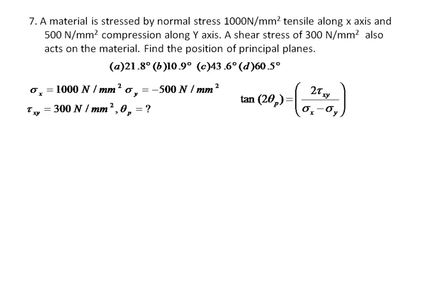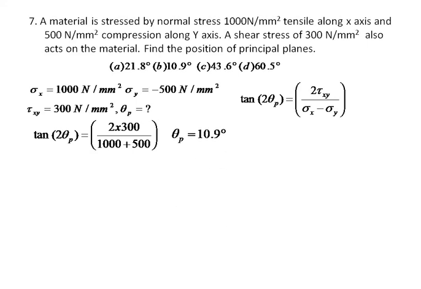So this is the formula: tan 2 theta p is equal to 2 into tau xy by sigma x minus sigma y. So I can directly substitute the numerical values, and I can get the value of theta p as 10.9. Remember, if you are just putting tan inverse, you will be getting the value for 2 theta p. So when you put tan inverse, the value you get is 2 theta p, and you have to divide it by 2 and find theta p.